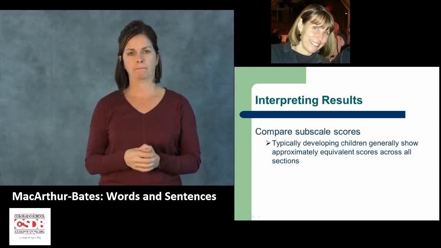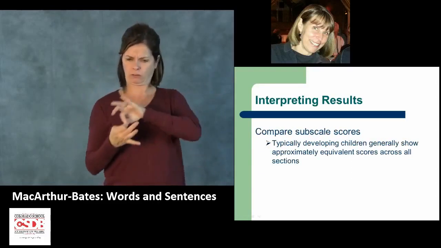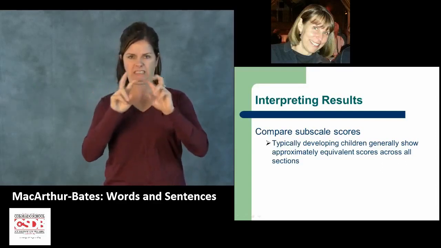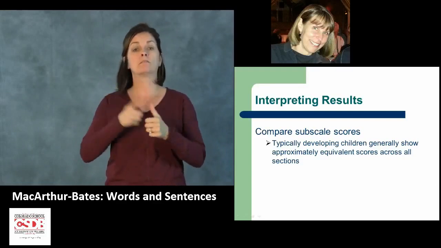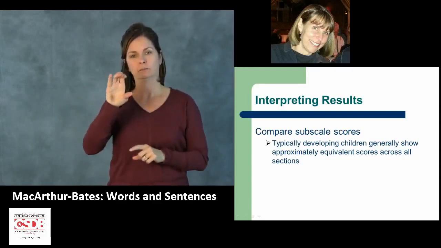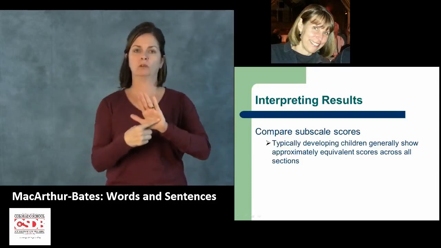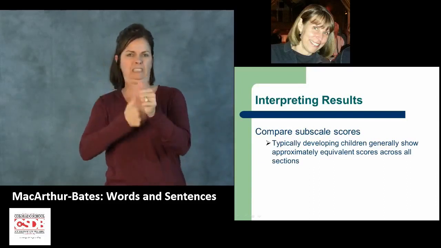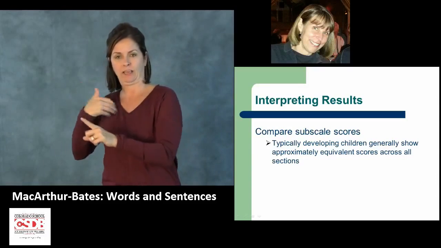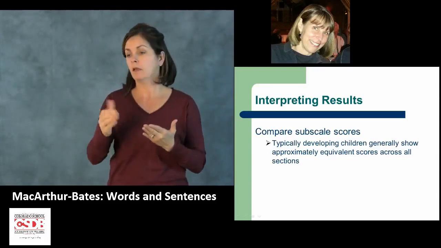Let's talk now about interpreting the results that you get from the MacArthur words and sentences. One of the things you'll want to do is compare the scores that you get on the different subscales of this instrument. Typically, developing children generally show approximately equivalent scores across the different sections. However, that's not always the case in a child who has a language delay, because delays may be present in one area of language and may not be as prominent in another area of language.